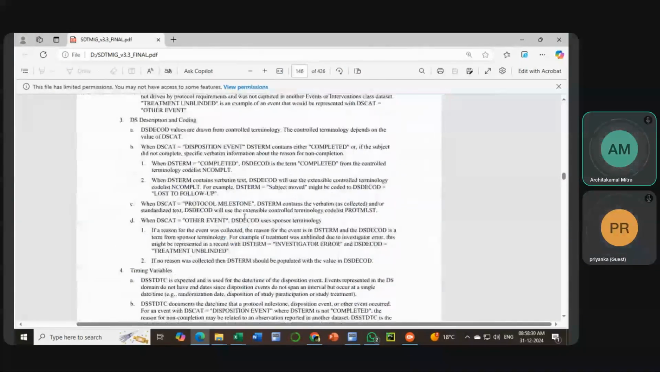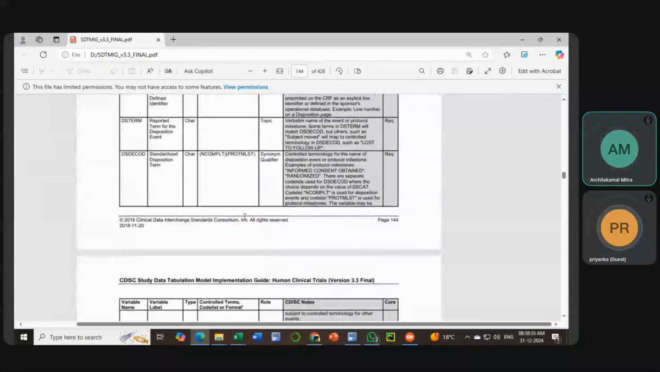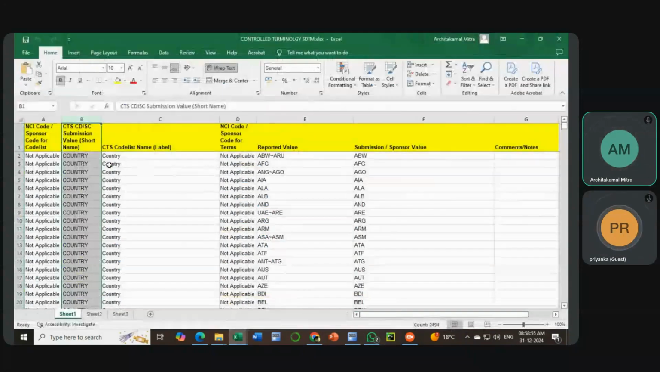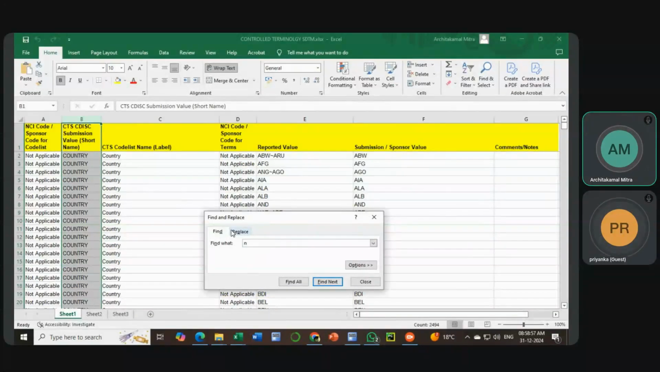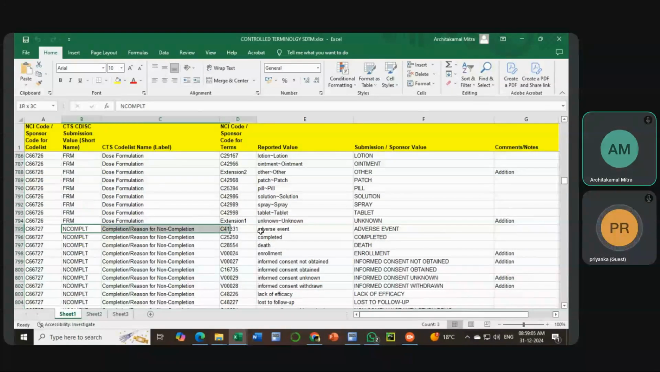Okay, so if you go up, the DSDECOD has a control terminology. Let's see, DSDECOD. Informed consent obtained, randomized. These are separate code lists used for DSDECOD where the choice depends on the value of the DSCAT code list. So all these things we have to get. What is it? NCOMPLT, yeah. One second, let's search with that. See, got it. These are the ones.